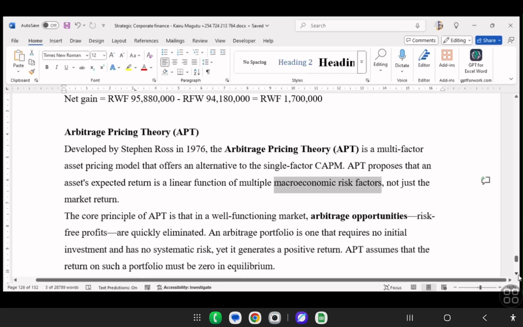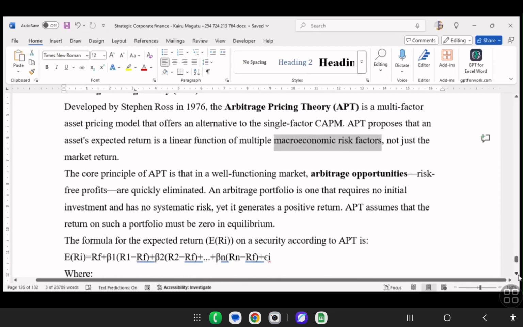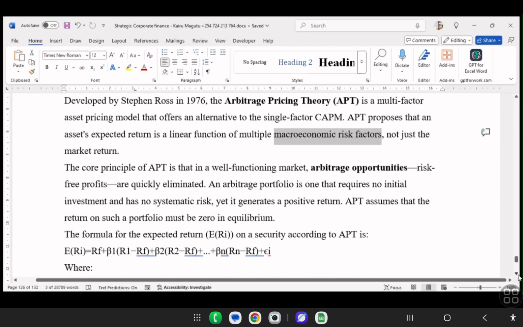That is what Ross and Roll argued. The core principle of APT is that in a well-functioning market, an arbitrage opportunity, that is risk-free profit, is quickly eliminated. An arbitrage portfolio is one that requires no initial investment and has no systematic risk, yet it generates a positive return. APT assumes that the return on such a portfolio must be zero in equilibrium.